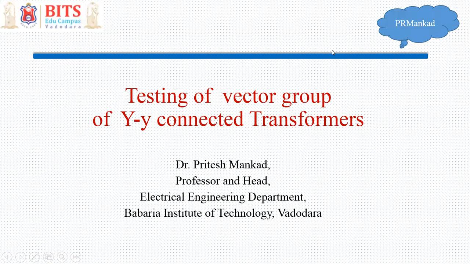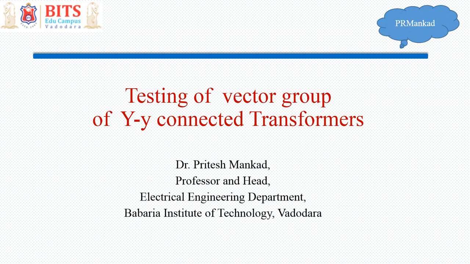Good morning friends, today we are going to learn how to test the vector group of three-phase transformers in the laboratory using simple instruments. We know that three-phase transformers have various vector groups such as star-star 0, star-star 1, delta-delta 0, delta-delta 1, star-delta: YD1, YD11, DY1, DY11, like this.